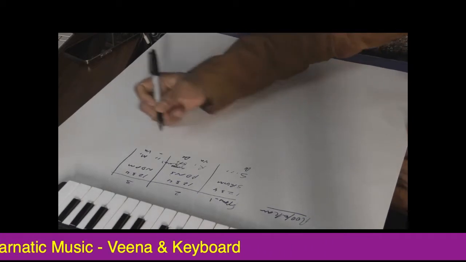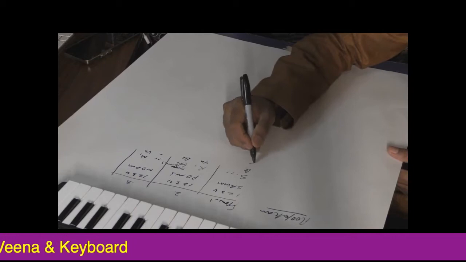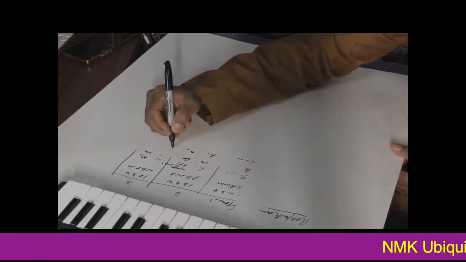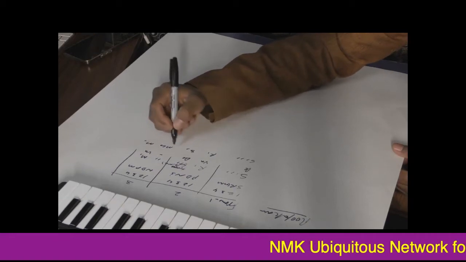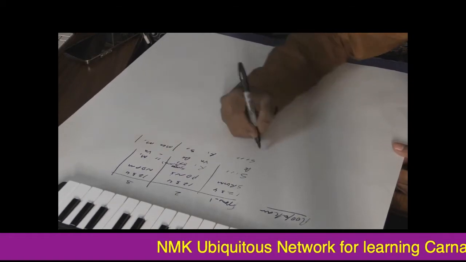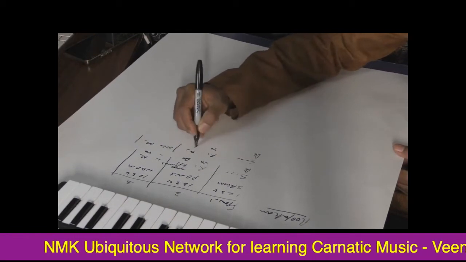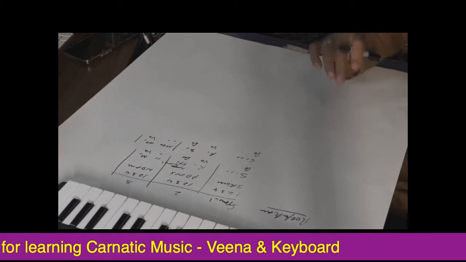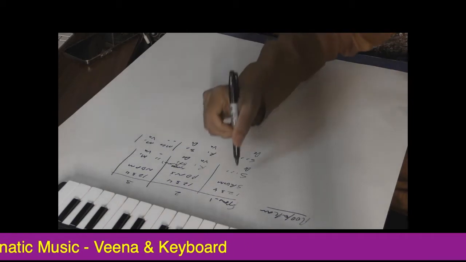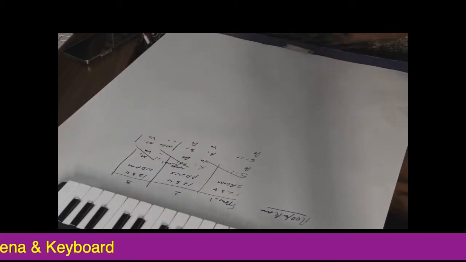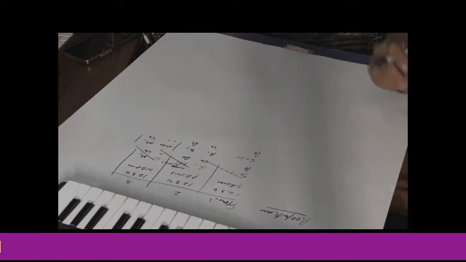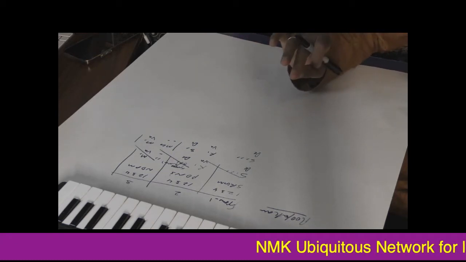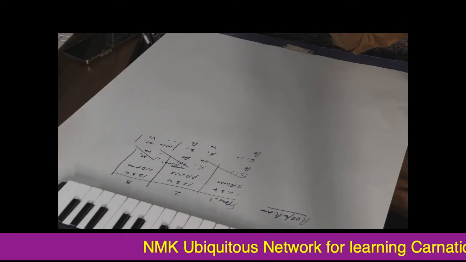Okay? So if I have to write the notation, I'm going to write one more time. Sa ri sa ma ga ma. Sa ri sa ma ga ma. So I can also write like this. Instead of not writing the notation, I can also write the descriptive notation. Sa ri sa ma ga ma.